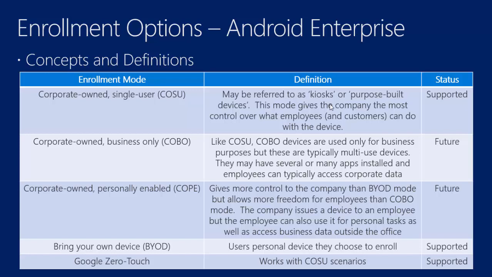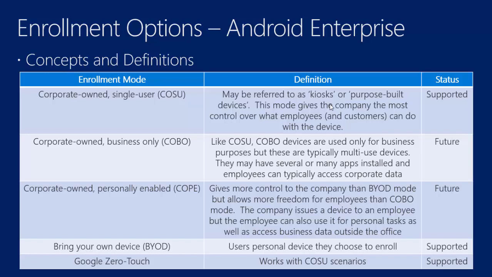Then the most freedom that a user will have besides BYOD is this thing called corporate-owned, personally enabled, COPE, right? This gives more control to the company than BYOD, but it allows more freedom for the employees than COBO, right?